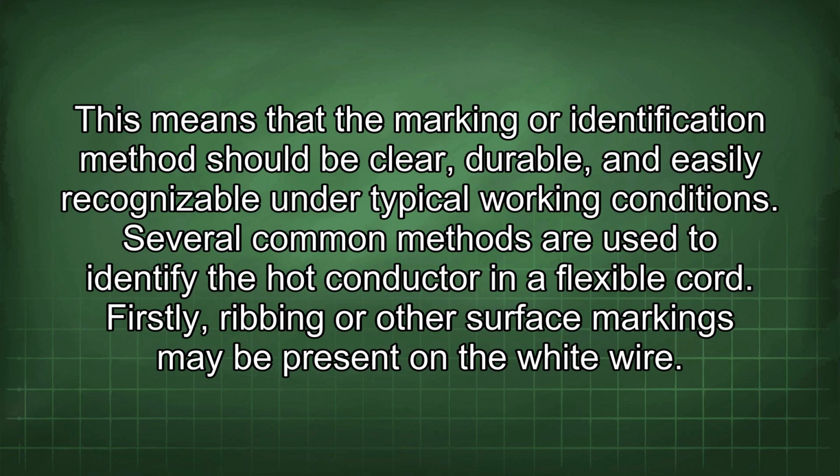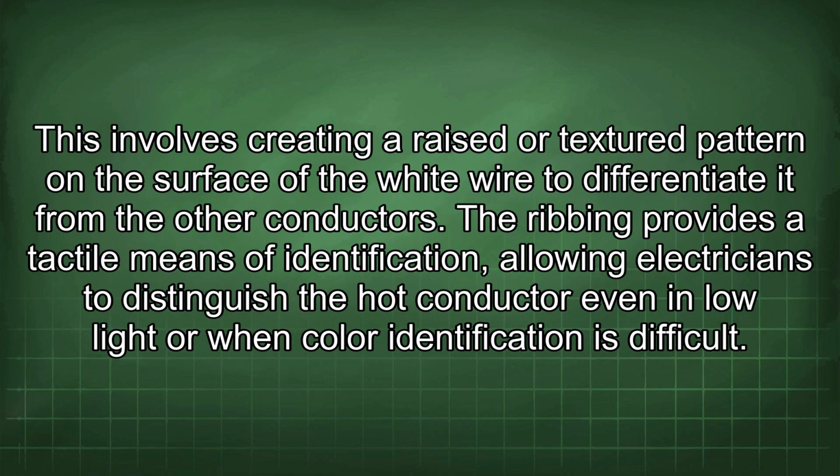Several common methods are used to identify the hot conductor in a flexible cord. Firstly, ribbing or other surface markings may be present on the white wire. This involves creating a raised or textured pattern on the surface of the white wire to differentiate it from the other conductors. The ribbing provides a tactile means of identification, allowing electricians to distinguish the hot conductor even in low light or when color identification is difficult.